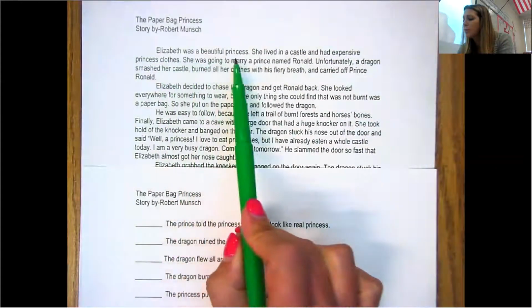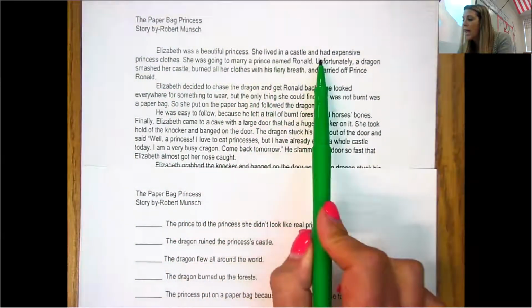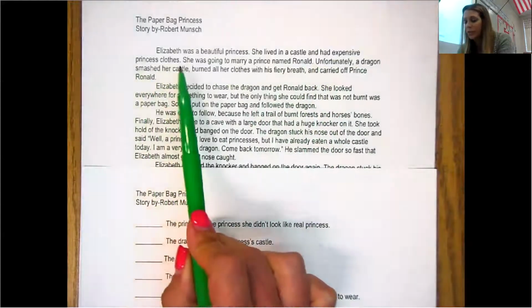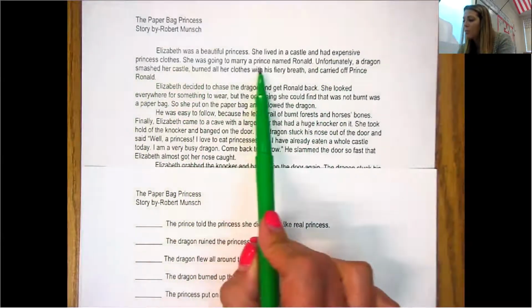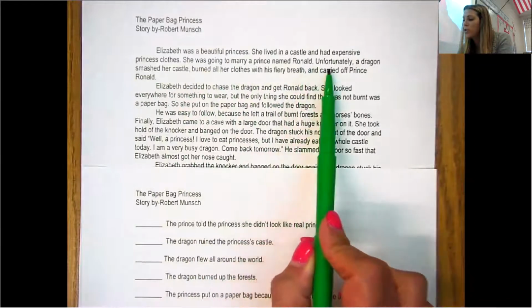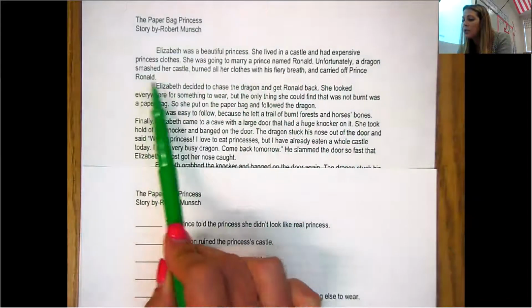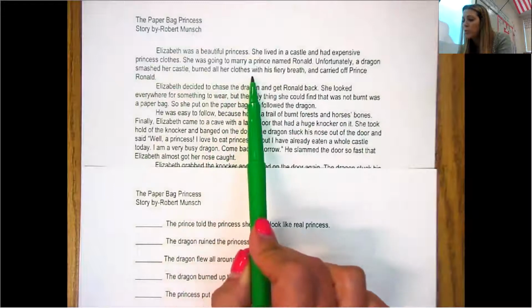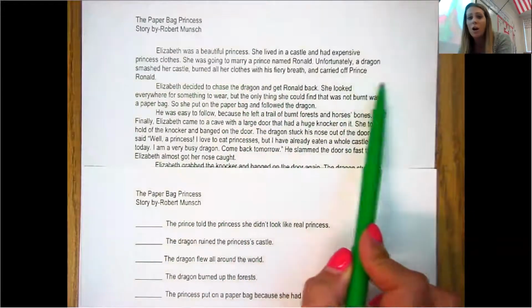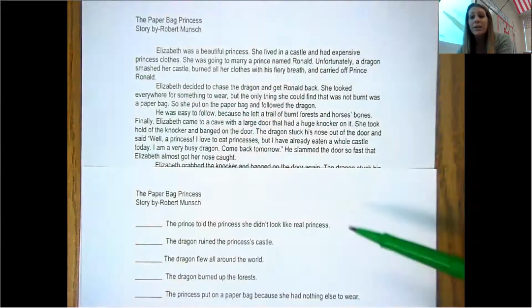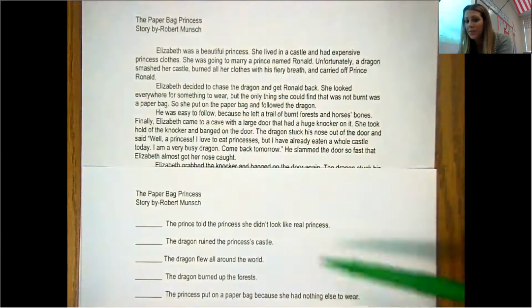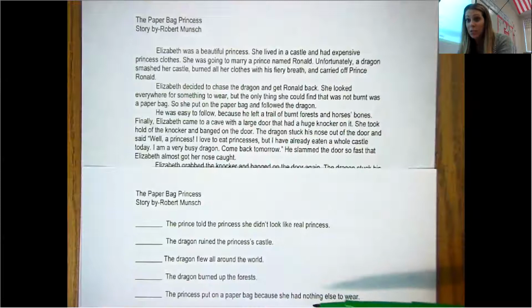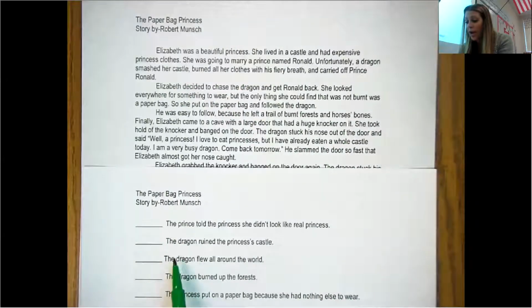Elizabeth was a beautiful princess. She lived in a castle and had expensive princess clothes. She was going to marry a prince named Ronald. Unfortunately, a dragon smashed her castle, burned all her clothes with his fiery breath, and carried off Prince Ronald. Now, it might not be exact, but did we just read one of these events? Yes. What about the dragon ruined the princess's castle?